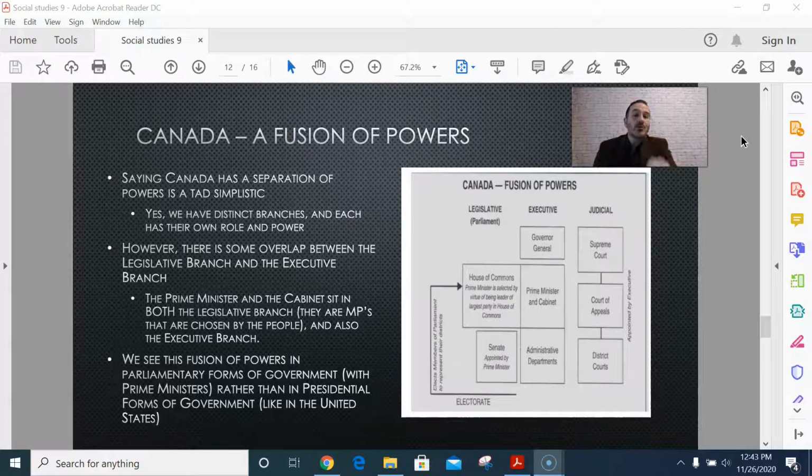So this fusion of powers, guys, happens because there is overlap right here between the executive and the legislative branch of government. Notice how the legislative branch and the executive branch are actually connected. Now, why is that, Mr. Crosby? Well, if you were going through the Canvas material already, you would know.